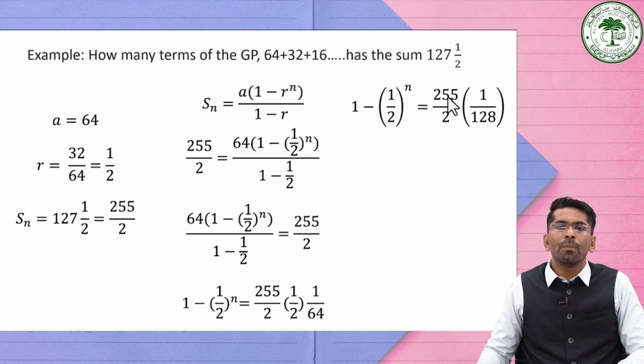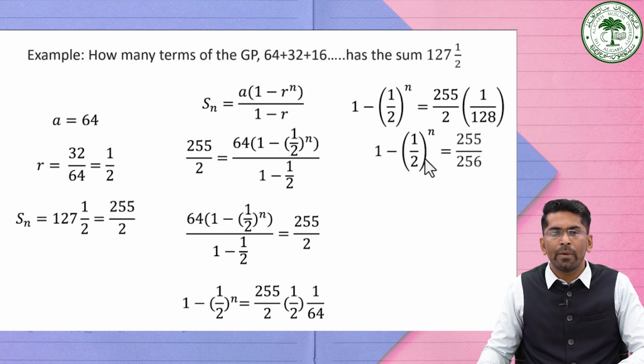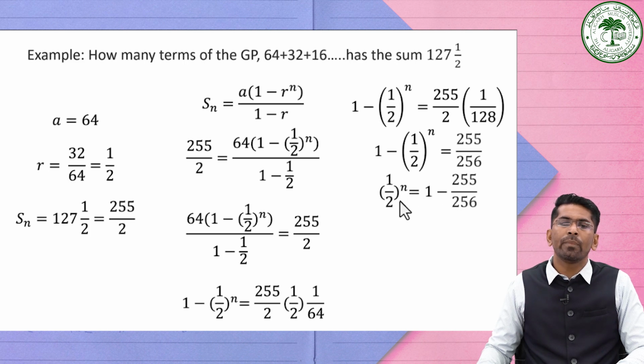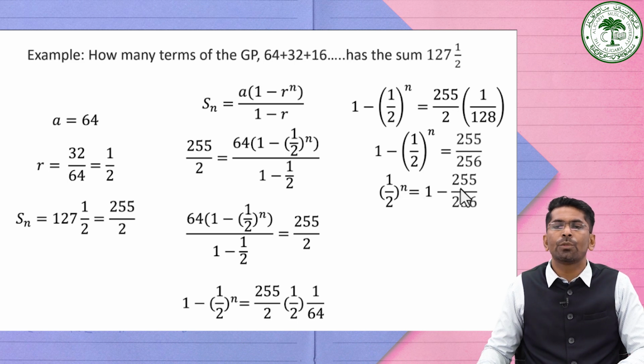Then again we can multiply these two terms. Then it will become 1 minus 1 by 2 raised to the power n, which is equal to 255 into 1, that is 255, over 2 into 128, which is equal to 256. Now I am taking 1 to the right side, just rearranging this particular term. Then we can write 1 by 2 raised to the power n is equal to 1 minus 255 divided by 256. See here, we are taking the common denominator on the right hand side of the equation so that we can solve it and simplify accordingly.